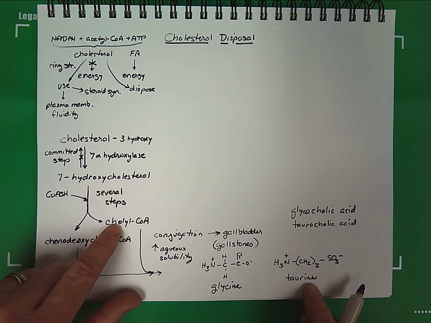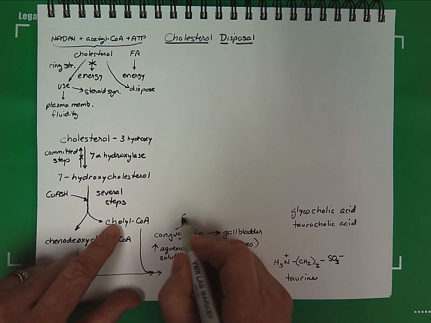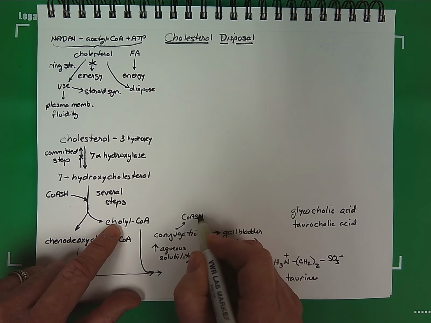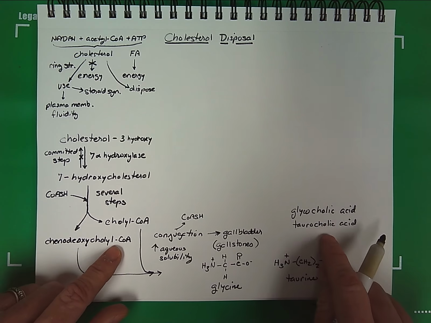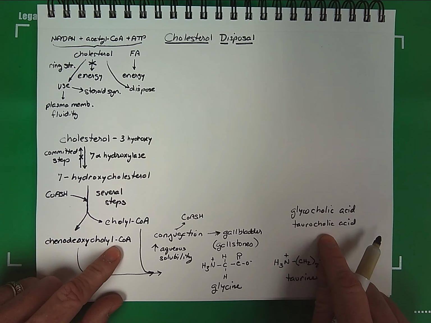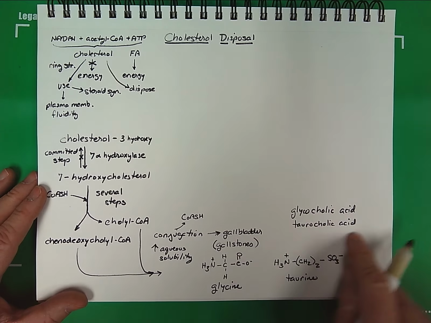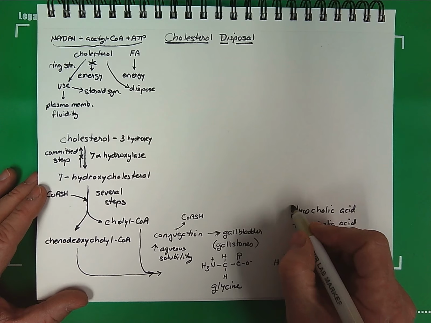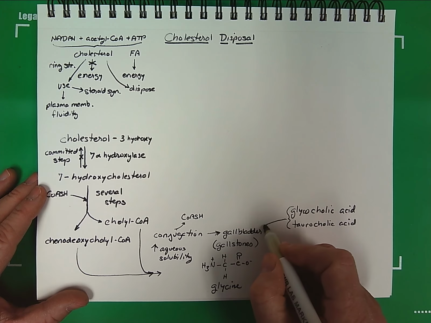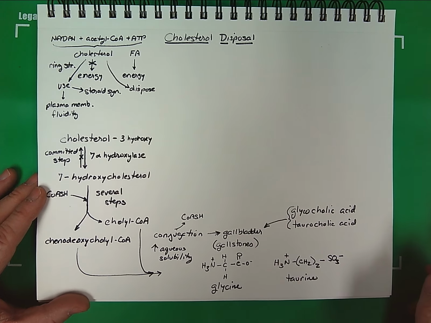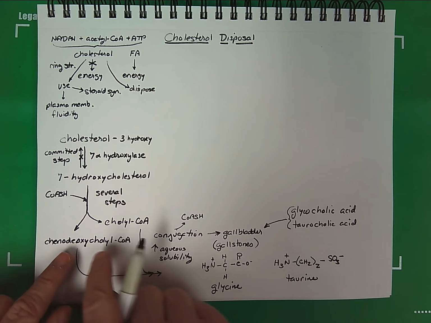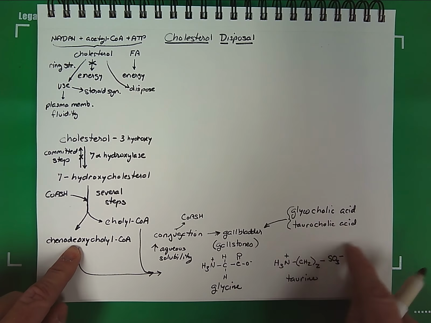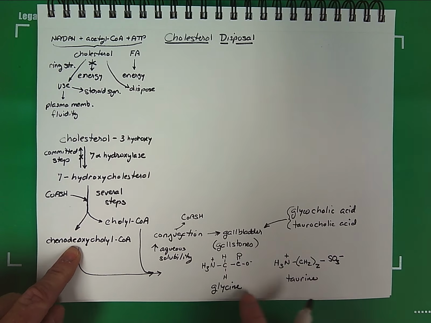And of course, the reaction of this conjugation will release our coenzyme A, and the hydrolysis of that thiol ester is the energy that drives these conjugation reactions. Now these products will be secreted from the liver and stored in the gallbladder. Not to leave out chenodeoxycholic acid, if we conjugate chenodeoxycholic acid with either glycine or taurine.